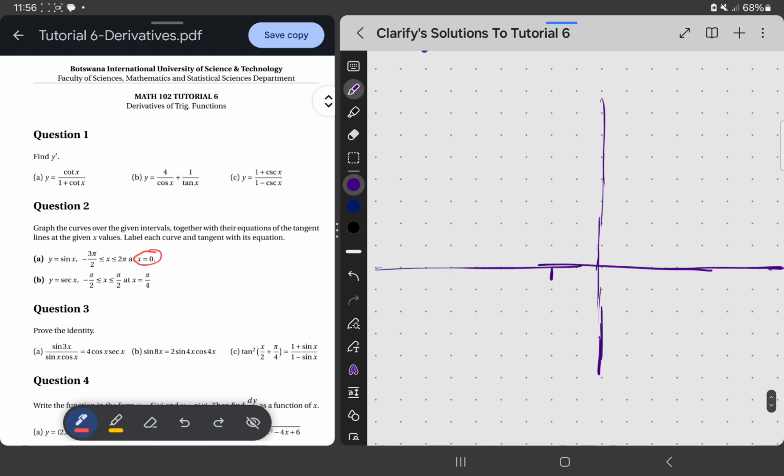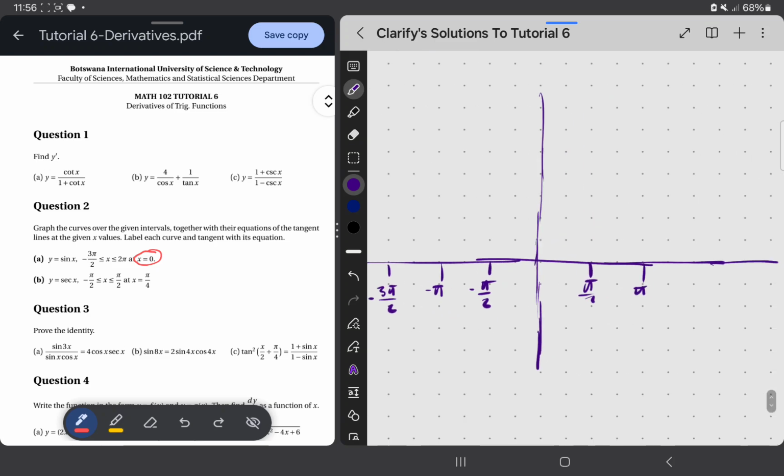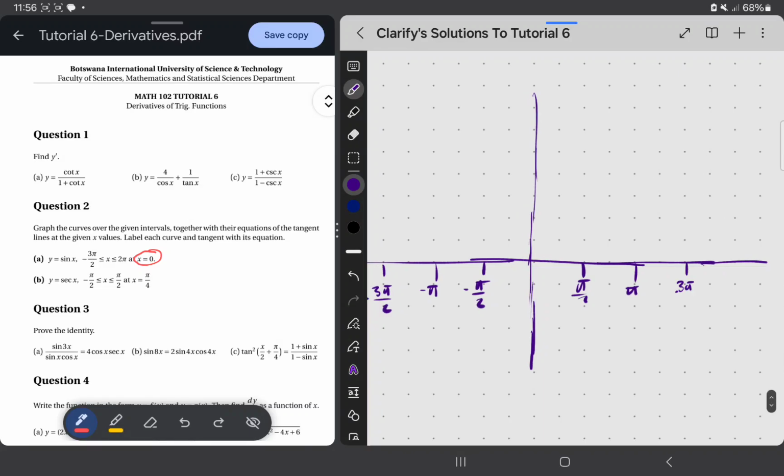Okay, what do we put here? Pi over 2, which is negative. Then here, pi, negative. Here, 3 pi over 2, negative. Then here, 2 pi, but it's negative. Here, pi over 2, positive. Then here, pi itself. Then here, 3 pi over 2. Then here, 2 pi, that's positive.